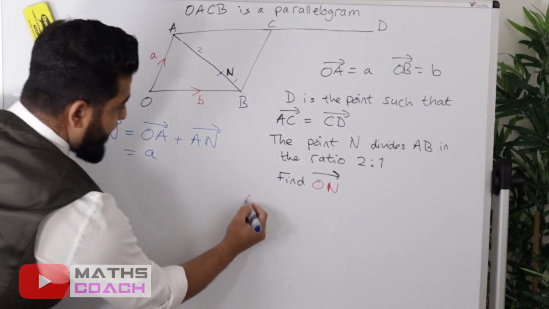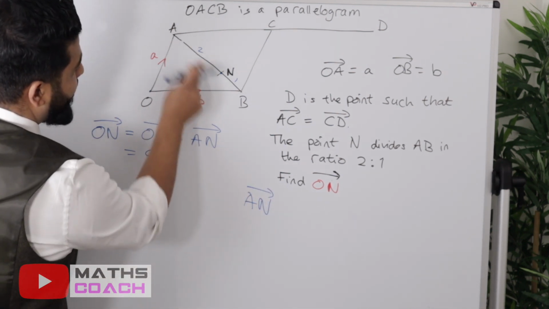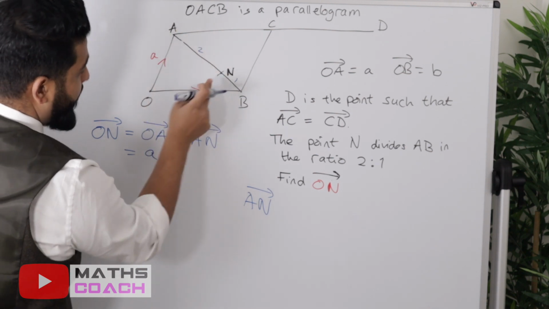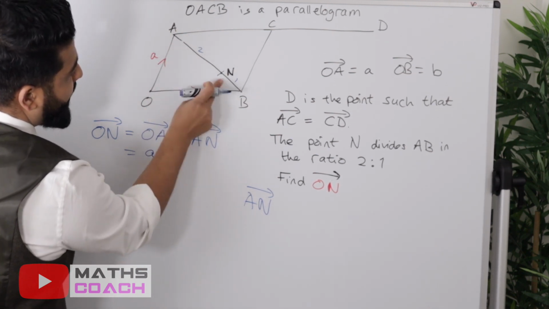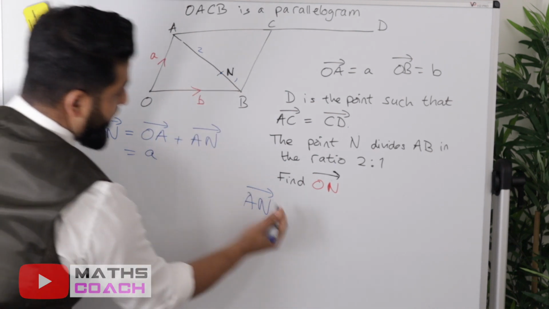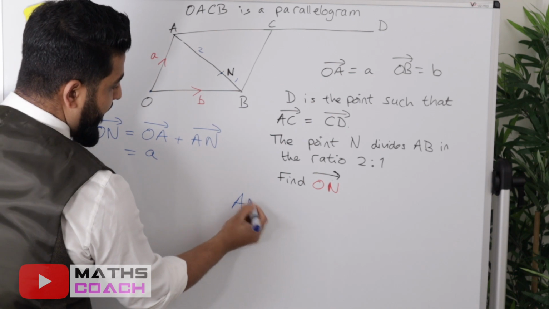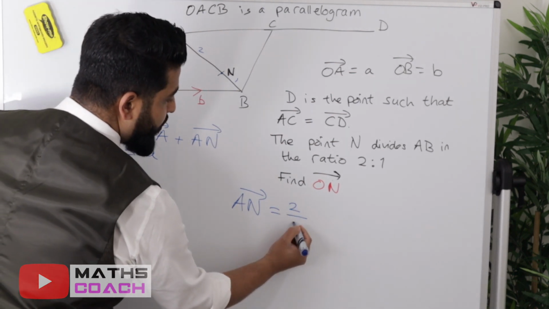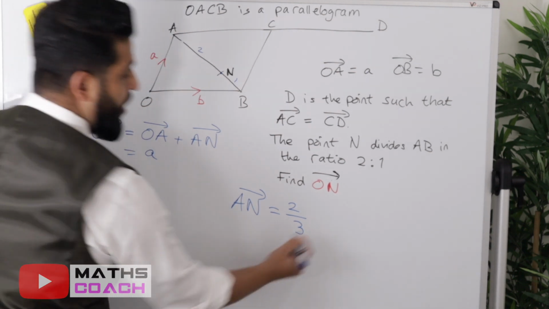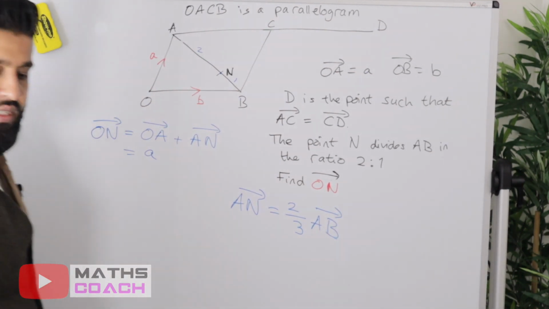So what does that mean for A to N exactly? How much is A to N of the overall value? There are 3 parts in total, 2 parts here and 1 part there for A to B. So A to B is worth 3 parts, and therefore A to N is equal to 2 out of those 3 parts of A to B. I hope you understand that.